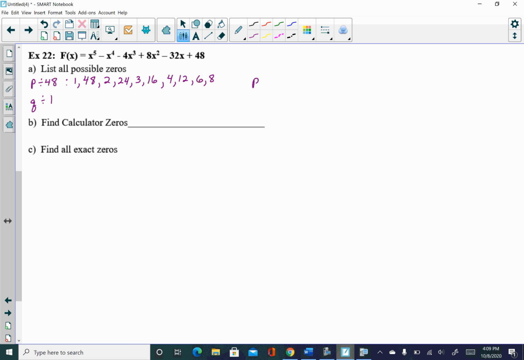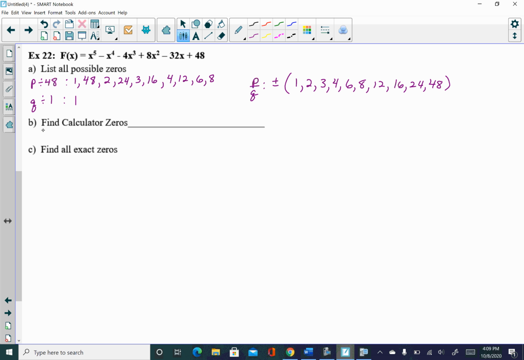So my p over q possibilities then are plus or minus, and the only factor of q is 1, so my p over q possibilities are basically all of these numbers divided by 1. I'm just going to list them in order: 1, 2, 3, 4, 6, 8, 12, 16, 24, and 48.